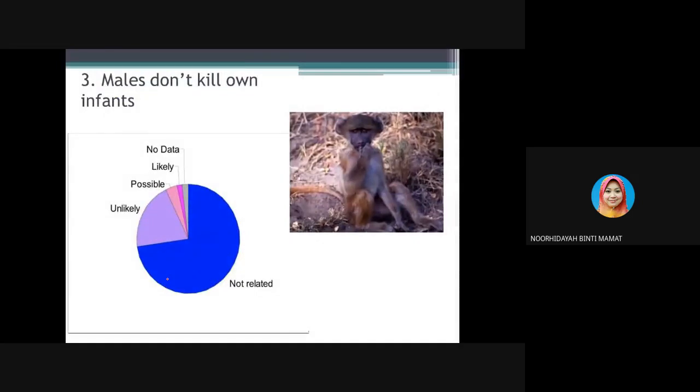And the third prediction is that males don't kill their own infants. As you can see from here, the likelihood that a male will kill his own infant is very slim, very low.